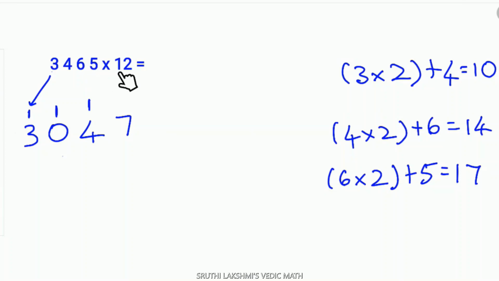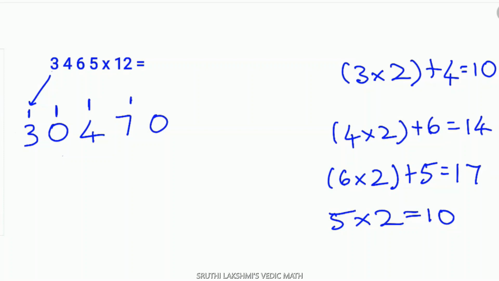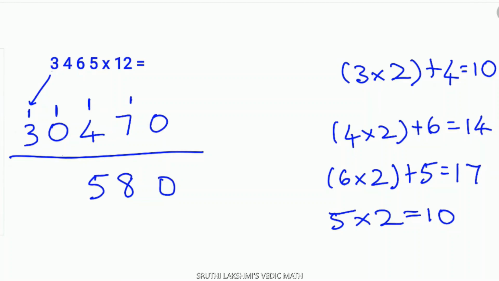Next is 5 times 2. Since there are no other digits to add, we just do 5 times 2. 5 times 2 is 10. So carry the 1 and write down the 0. Next, add the digits up. So 0, 7 plus 1, 8. And next, 1 plus 4, 5. And 1 plus 0, 1. And 1 plus 3, 4.